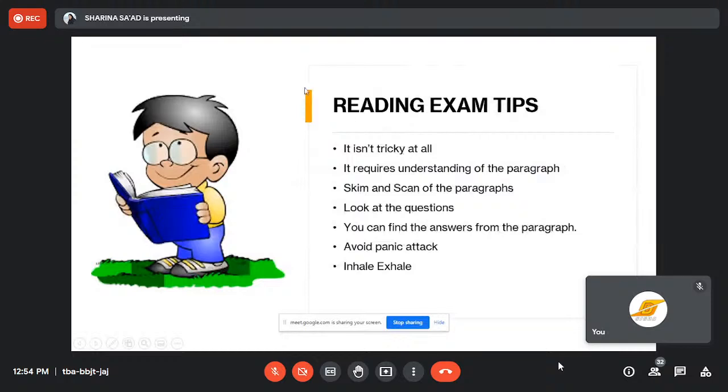So the reading exam is not tricky at all. It's not difficult. And then you say, the lecturer says it's easy. No, it is actually not difficult. You have to understand the paragraph. You have to scan the paragraph. You have to look at the questions. You can find the answers from the paragraph. Don't panic. You have to take a deep breath. All the answers are in the paragraph. You just have to refer back to the paragraph. Some of the questions require you to use your brain a little bit, or use your prior knowledge. Maybe you already have the knowledge, then you have to use that knowledge. How to get all this knowledge? You have to read.